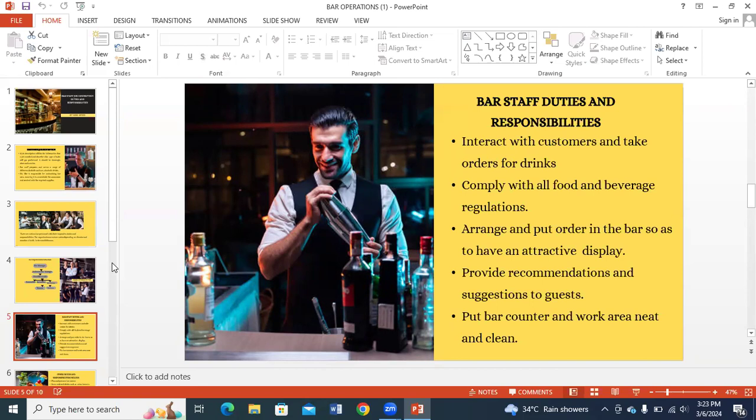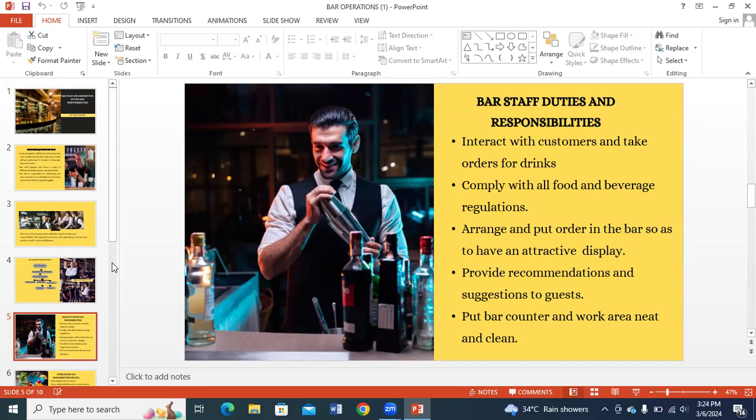Ndumi? Yes, madam. Arrange and put order in the bar so as to have an attractive display. This is very important in the bar as it is in the view of the customers. They should be able to see it clearly. Thus, the area should be kept neat and very clean.